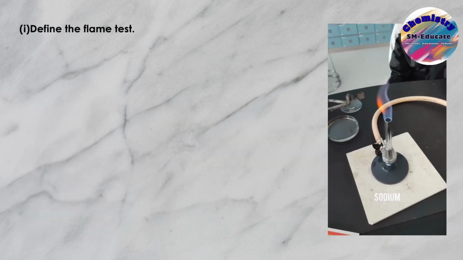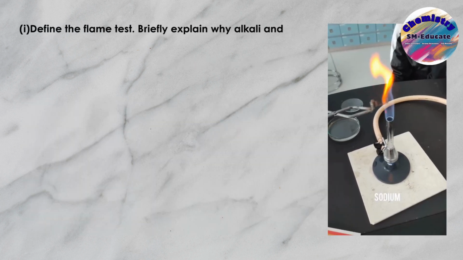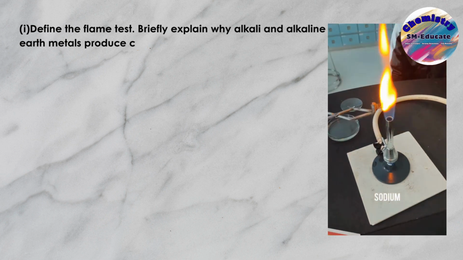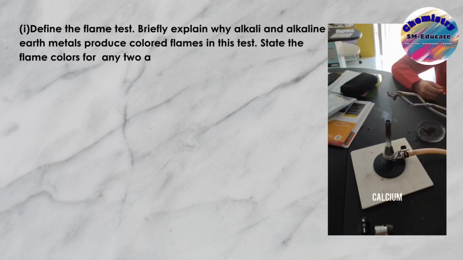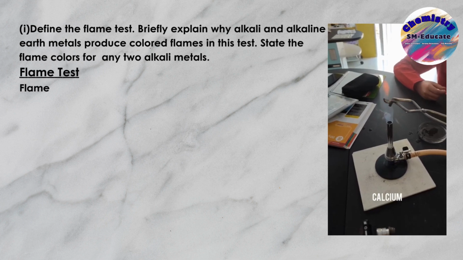Section B. Question number 2 Part 1. Define the flame test. Briefly explain why alkali and alkaline earth metals produce colored flames in this test. State the flame colors for any two alkali metals.